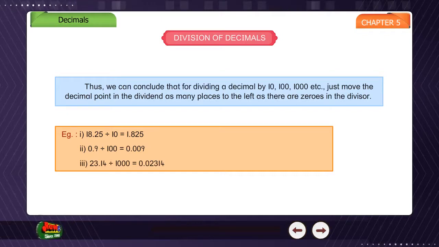3. 23.14 divided by 1000 is equal to 0.02314. 4. 0.9 divided by 10 is equal to 0.09. 5. 0.51 divided by 100 is equal to 0.0051.